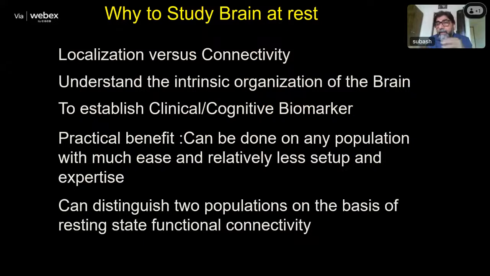Here you are not doing anything; you are just doing the resting fMRI. You are just acquiring the signal while the person is at rest, and using resting fMRI you can distinguish any two populations on the basis of their functional connectivity. You can take a healthy population, then a second population with any disease condition, and see how these networks are affected in the disease state. So it is a very versatile technique, and the number of publications in this area is increasing exponentially, because more and more people are shifting from task-based fMRI to resting state fMRI.